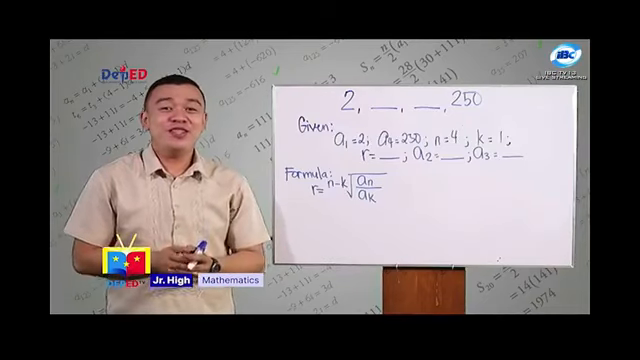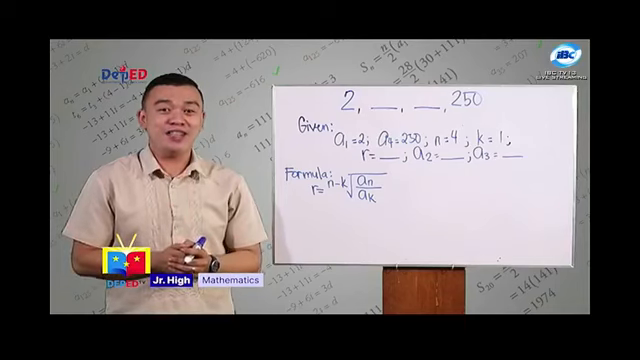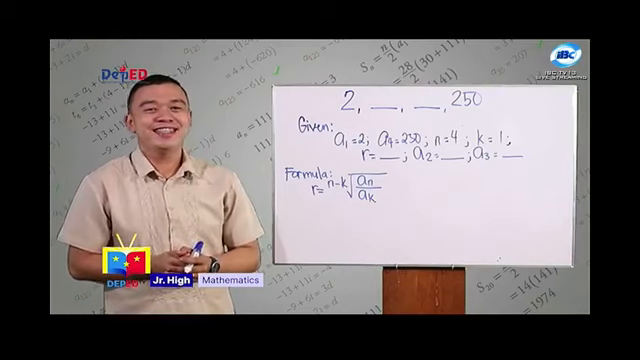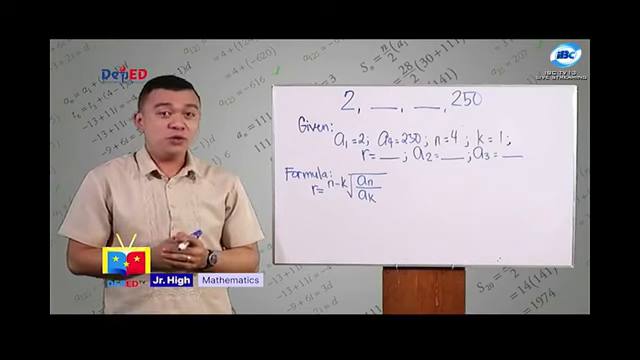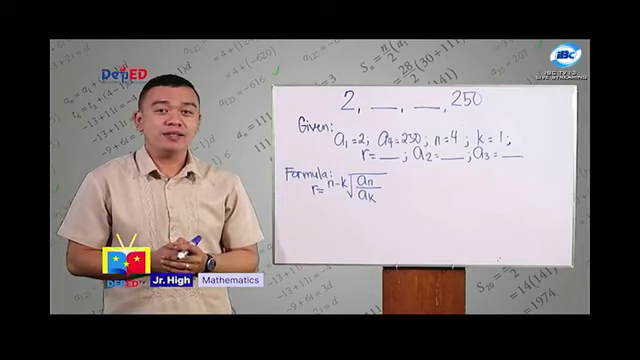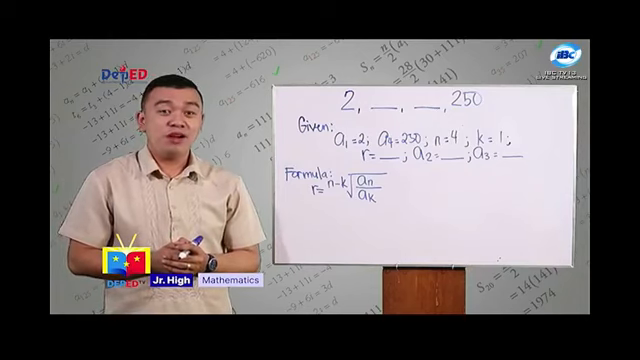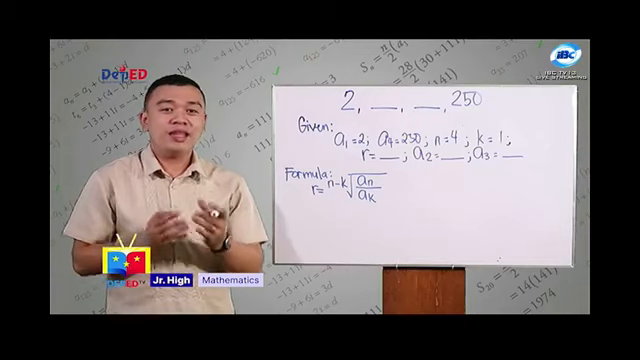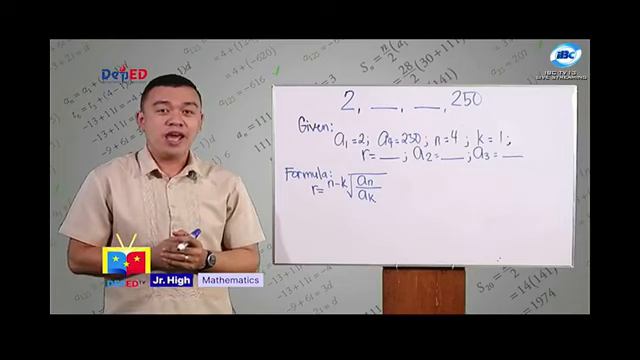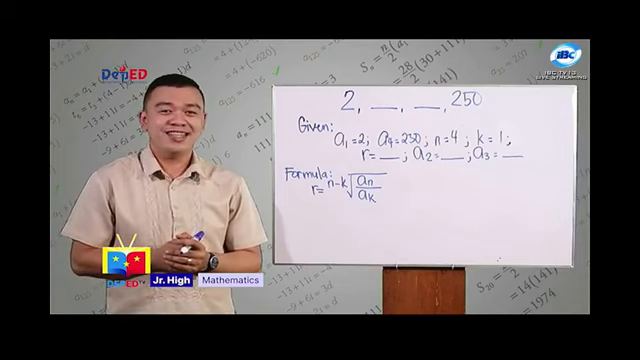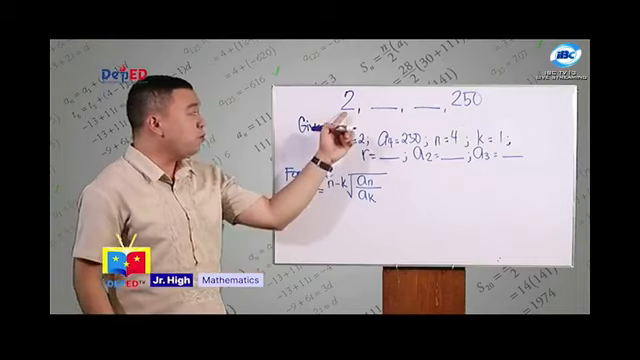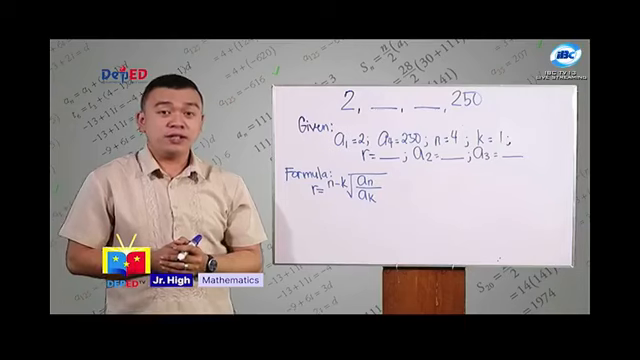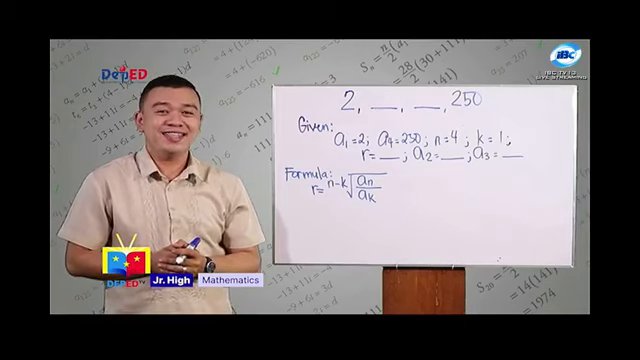Buckle up, fasten your seat belts as we move on to the next example. Come and join me as we solve this problem together. In the geometric sequence 2, blank, blank, 250, there are two geometric means needed in this problem. Let us identify first the extremes and the number of terms. The extremes are 2 and 250, and there are 4 terms in the sequence.